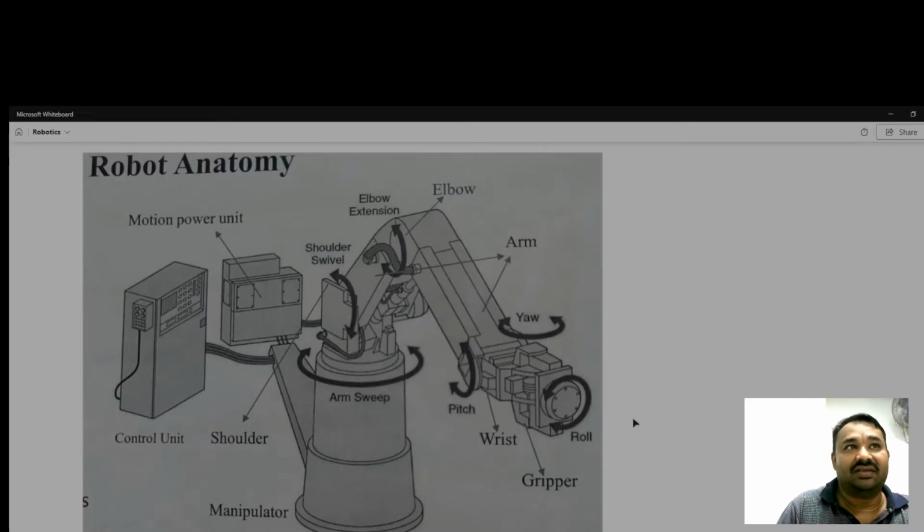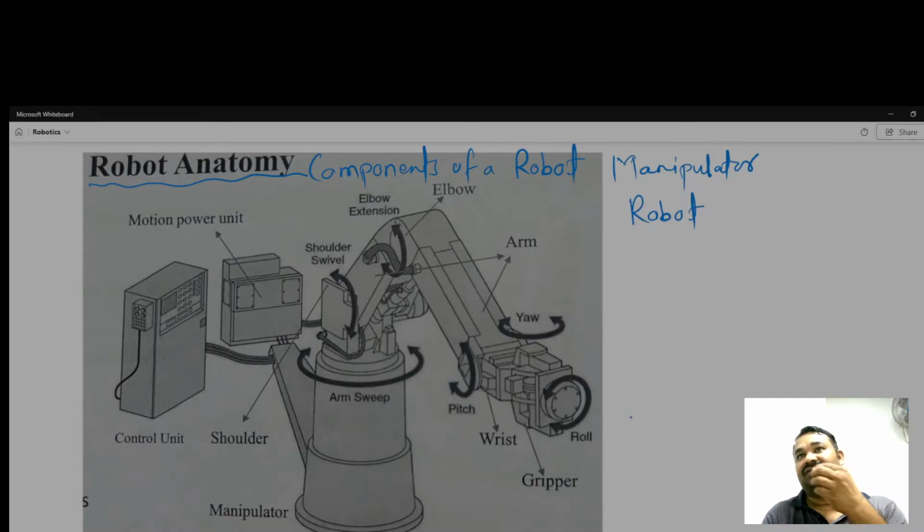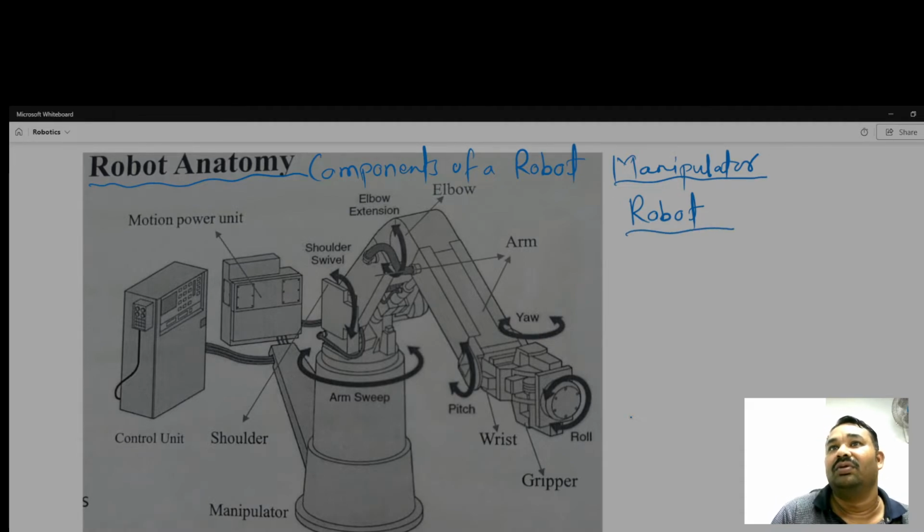So, hello dear friends. Now let's talk about the robot anatomy, which can also be known as the components of a robot or the elements of a robot. Sometimes we say manipulator, sometimes we say robot. Both are interchangeable words, but there is some difference, as the manipulator is the mechanical structure, the arms, and it is the part of the robot, meaning the complete system.